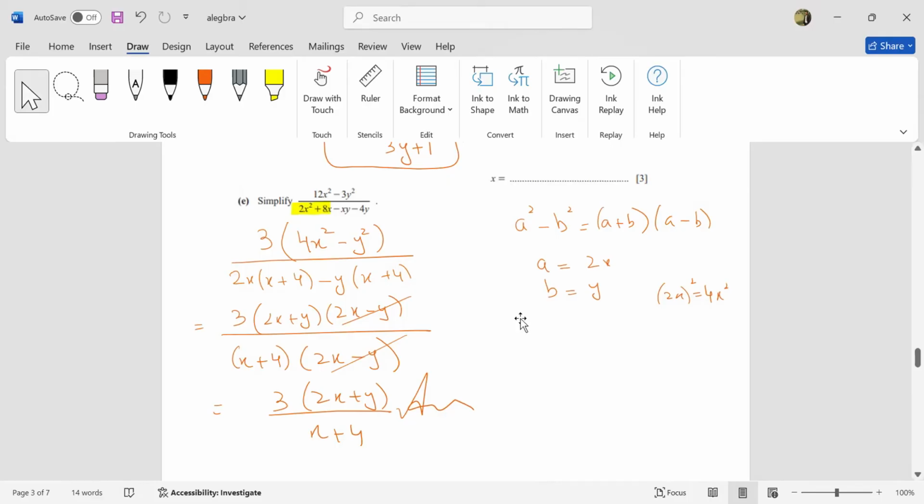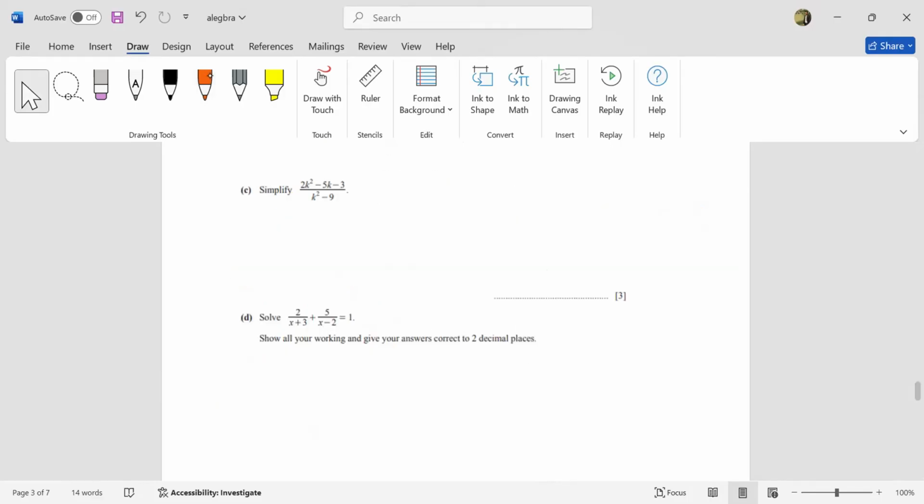Okay. Moving on to the next question. In the next question, 2k square minus 5k minus 3 upon k square minus 9. In the numerator, we are going to do the factorization. In the denominator, we are going to use the third identity. Hopefully, the third identity concept we have used twice, so it must be clear now. K square minus 9 should be k plus 3, bracket k minus 3.